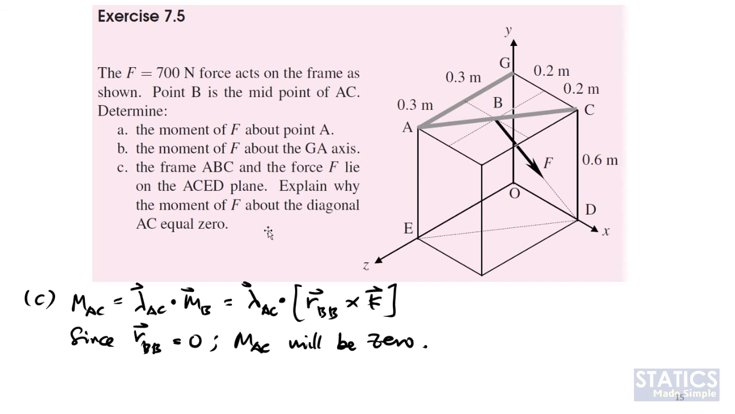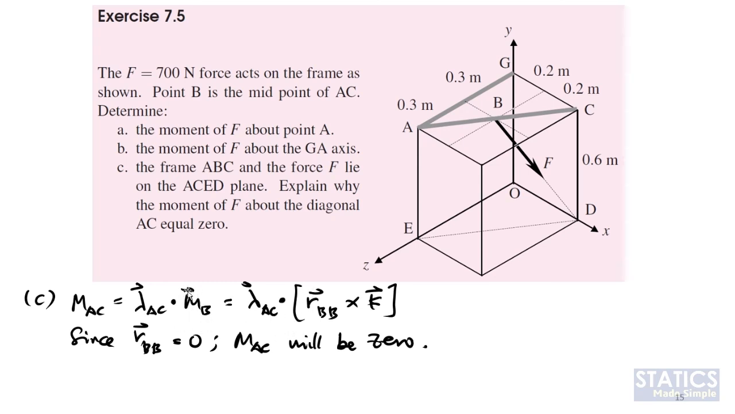And lastly, the question wants us to explain why moment about AC will be equal to 0. To see it clearly, we can write the equation for moment about axis AC, starting from A to C. Moment about axis AC equals lambda AC dot the moment at any point on the axis AC. I can choose the moment due to force F at A, at B, or at C. The easiest way to prove that the moment about axis AC equals 0 is to take moment at B: MAC equals lambda AC dot MB. B is one point on axis AC, so B can be selected.